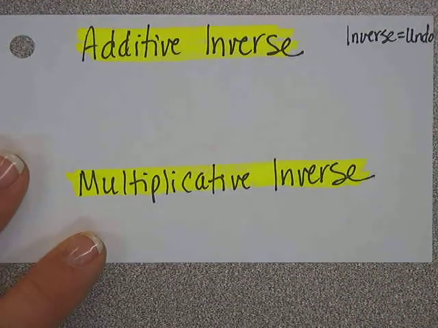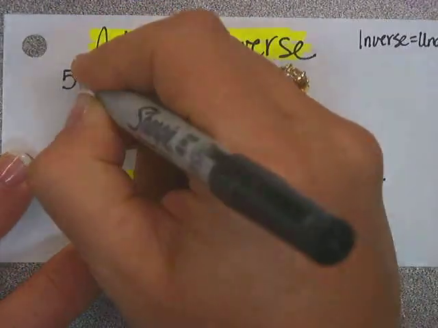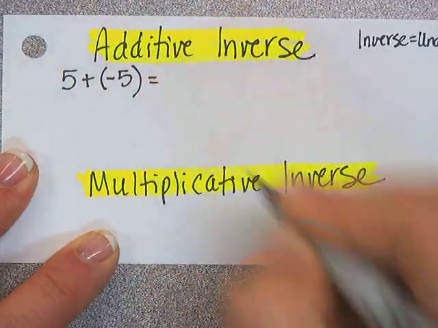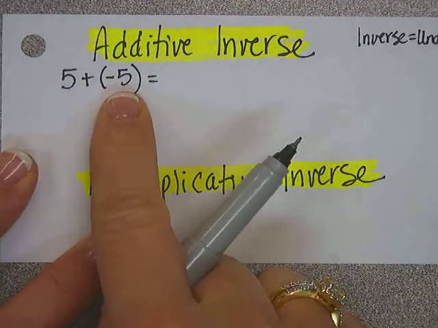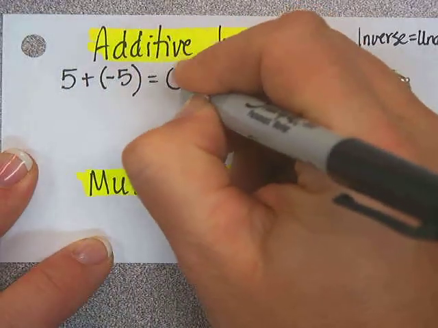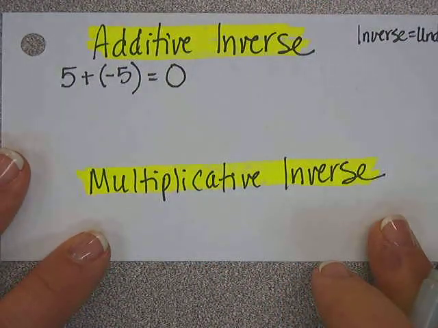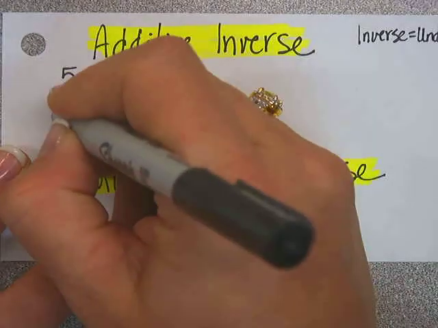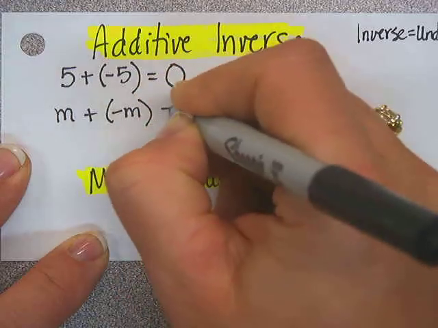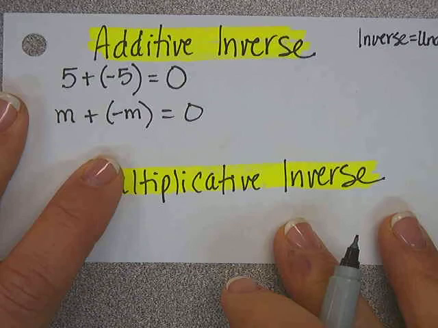So we want to think, what undoes adding 5? So if we have 5 in a problem, how do we undo adding 5? We add a negative 5. So we would say that 5 and negative 5, since they add together to get us back to 0, are called additive inverses. So if you add m and negative m, those two things are going to undo each other.